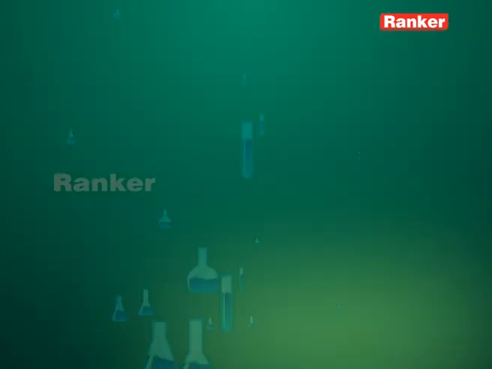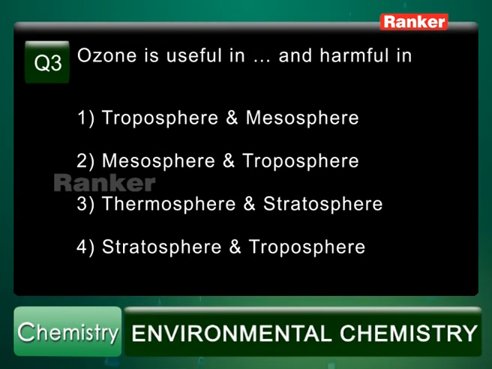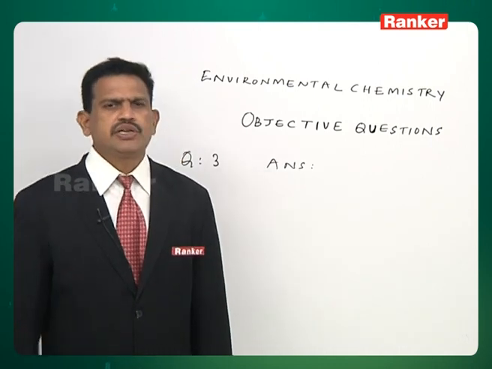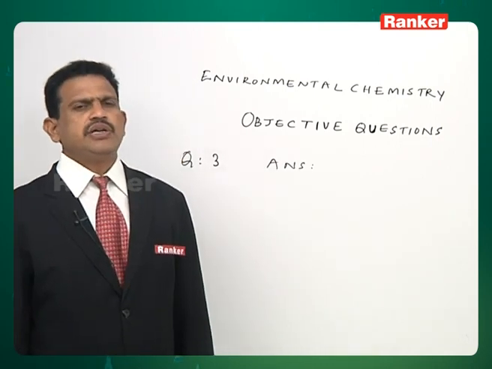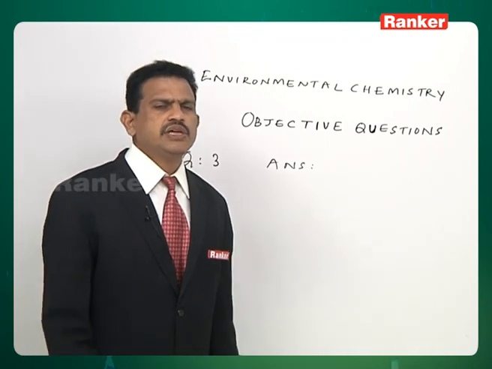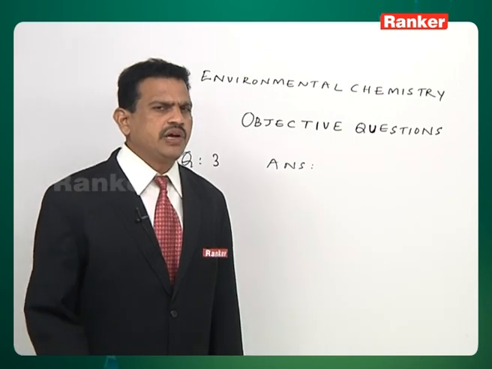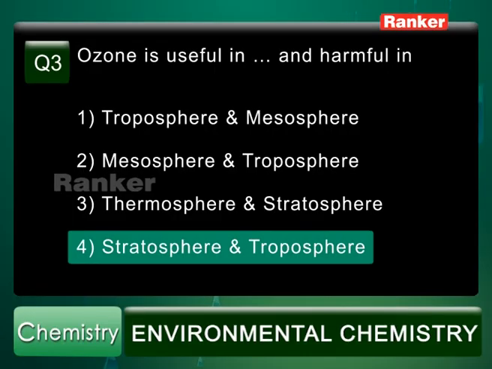Moving to question number 3. Ozone is useful in dash layer, dash region and harmful in dash region of the atmosphere. Option 1. Troposphere and mesosphere, 2. Mesosphere and troposphere, 3. Thermosphere and stratosphere, 4. Stratosphere and troposphere. If ozone is there in troposphere, it becomes air pollutant. If ozone is present in the stratosphere, 10 to 50 kilometers or 11 to 50 kilometers, it is helpful for protecting the life on the earth by stopping ultraviolet radiation. So, we can go for option 4.